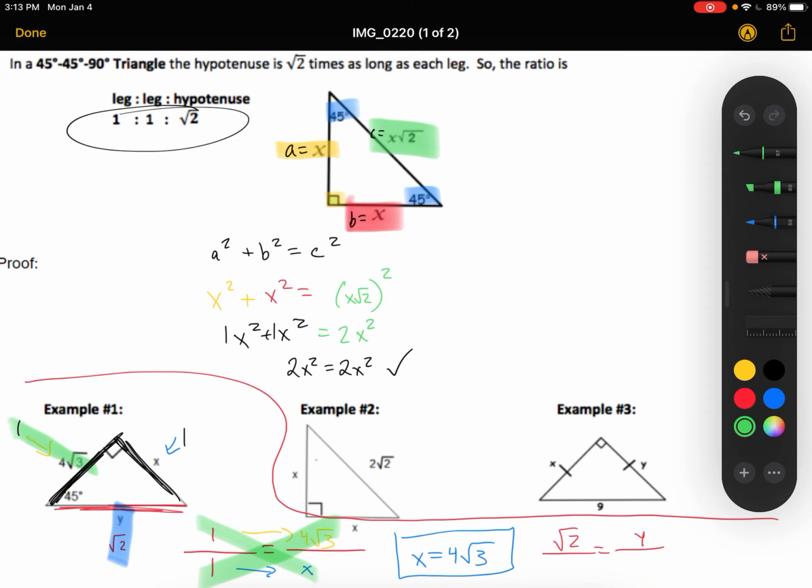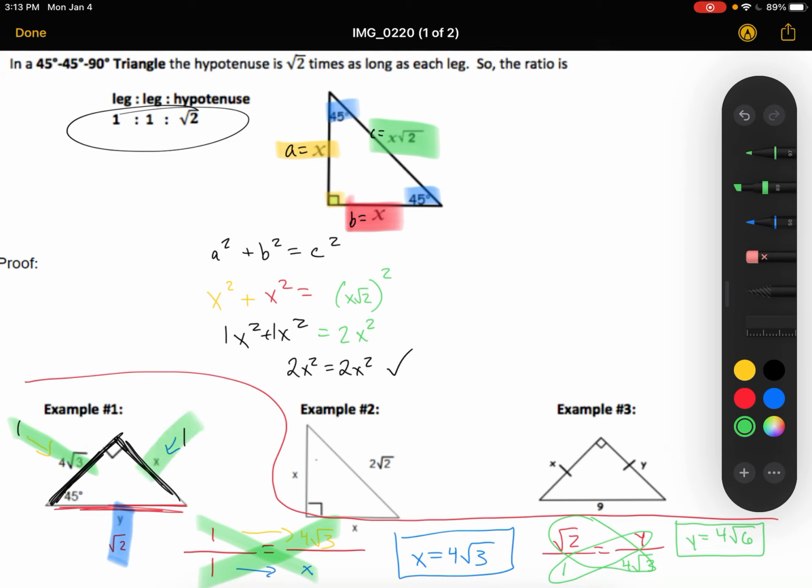So we can draw this here. We know that 1, and then we have 4 root 3. So just like we did before, time to cross multiply. We'll get y equals 4 times root 3 times root 2, or 4 times root 6. And that's it.